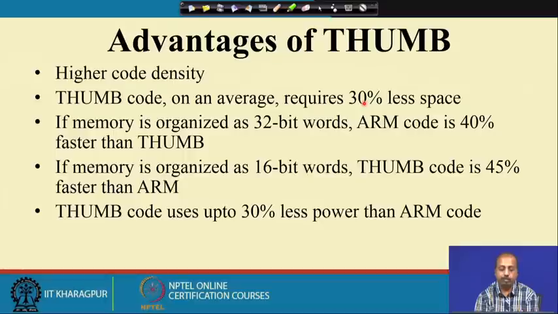But the major advantage of thumb is that it consumes 30% less power than ARM code. That is a huge advantage, because these ARM processors are meant for power saving, and you can see that they are using thumb instructions. So you can have 30% less power consumption. That is one thing that we will look for.